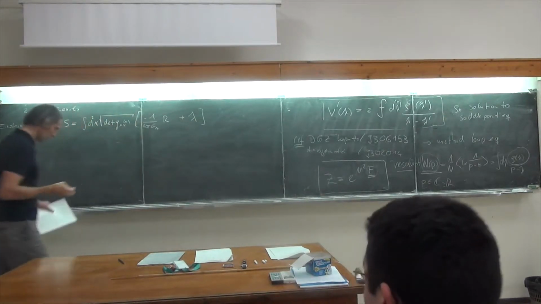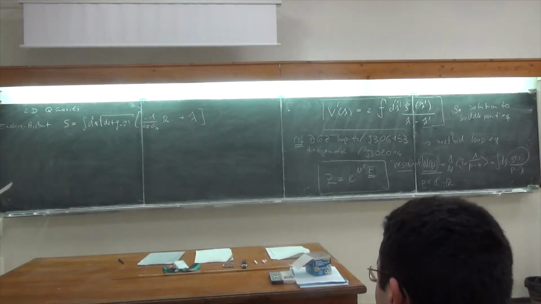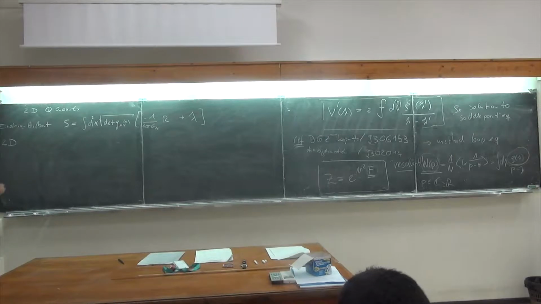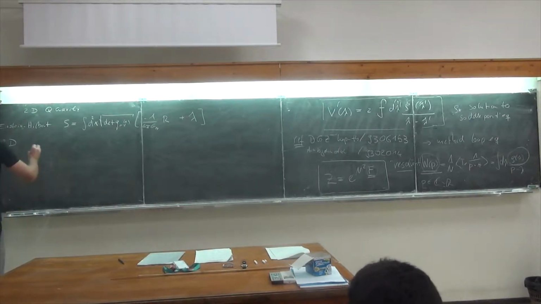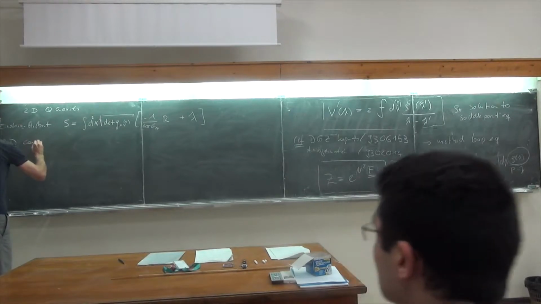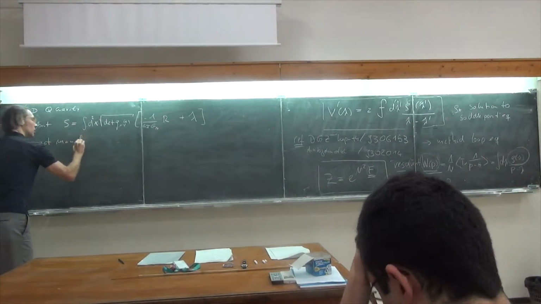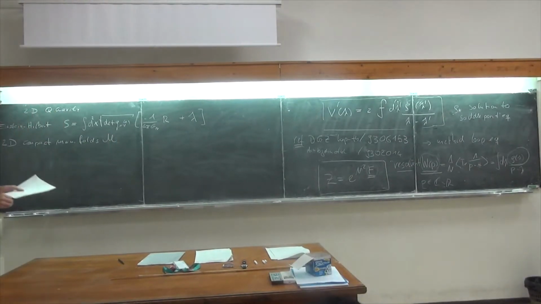Okay, now I'm looking at this in 2 dimensions. Now in 2 dimensions, there's an important difference to 4 dimensions, namely that manifolds, or compact manifolds, call it M, they can be completely classified.